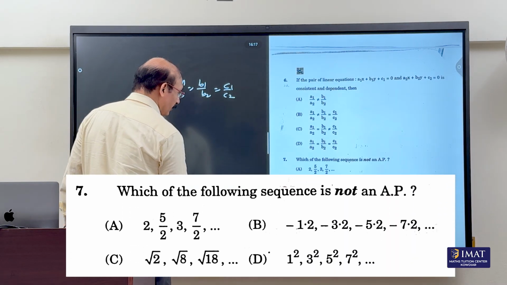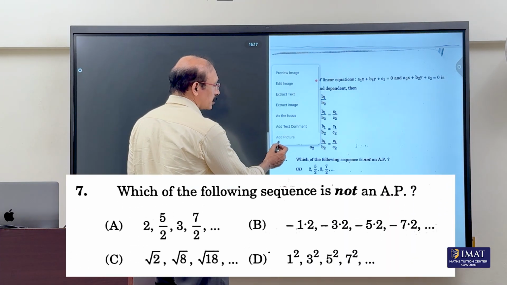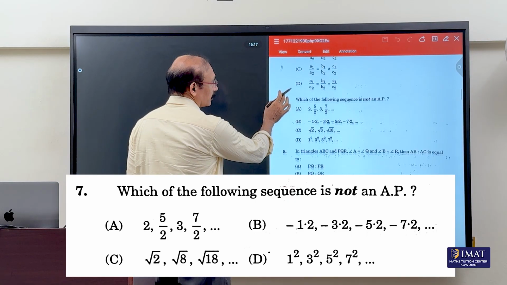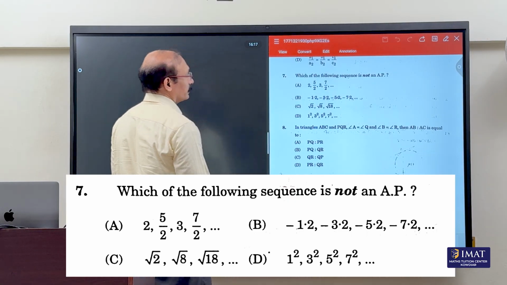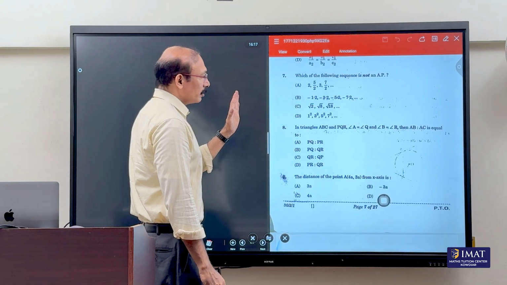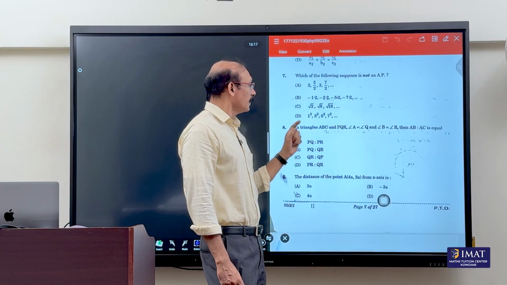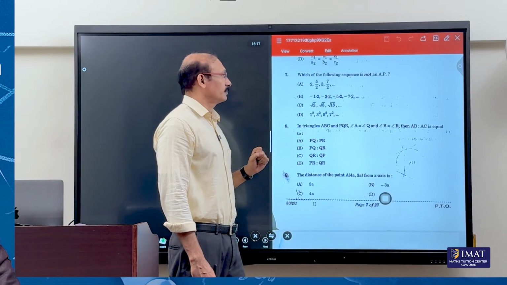Question number 7. Which of the following sequences is not an AP? Now, you just go through the 4 options. Just see the 4th option.